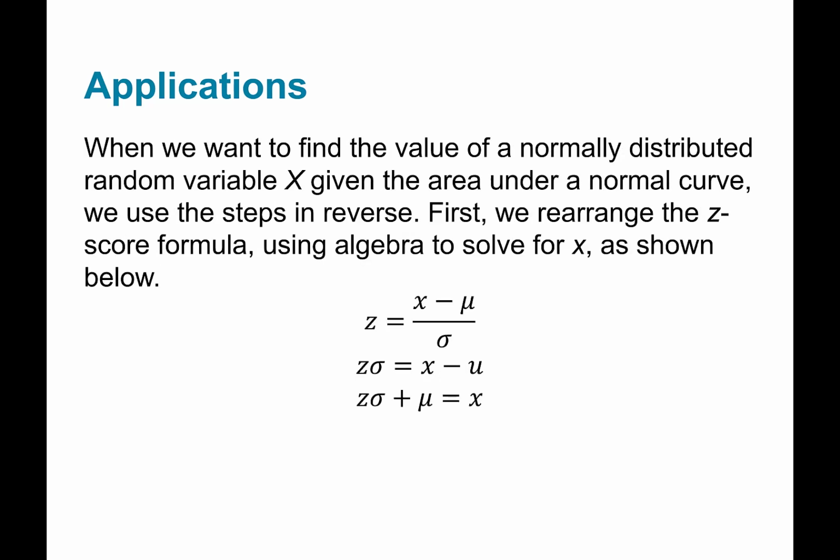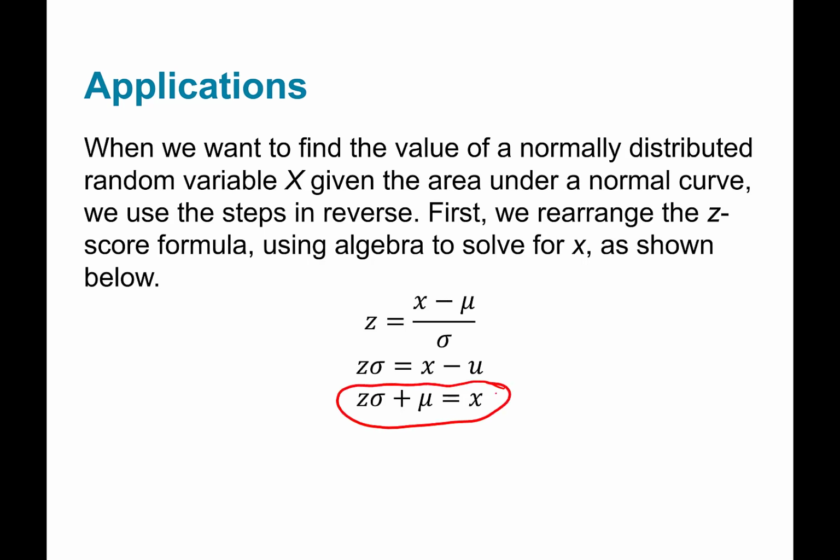So if we want to go the other way, we already know how to find our z given the area, but then we just do the next step in reverse also. So we rearrange the z-score formula using algebra to solve for x. So we start out z is equal to x minus mu divided by sigma, and then we do a little bit of algebra, so multiply by sigma on both sides, and then add the mean to both sides to get x by itself, and we end up with the formula x is equal to z times sigma plus mu.